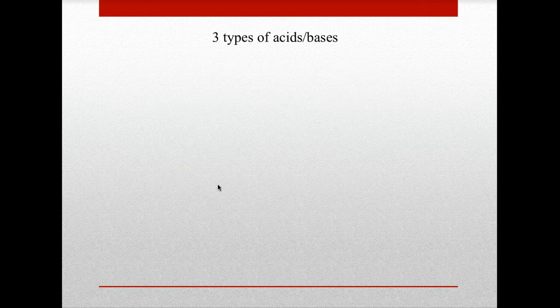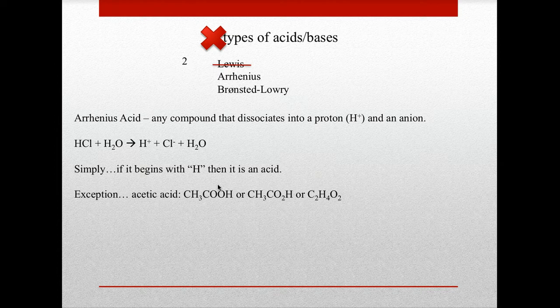Okay, and there's really three types of acids and bases, and those three types are Lewis, Arrhenius, and Bronsted-Lowry. But we're not going to talk about three types, we're only going to talk about two. So we're going to cross out Lewis because we're not going to talk about Lewis acids and bases. So let's get a definition of an Arrhenius acid. An Arrhenius acid is any compound that dissociates into a proton, which is the hydrogen without an electron, so it's just H+ and an anion.